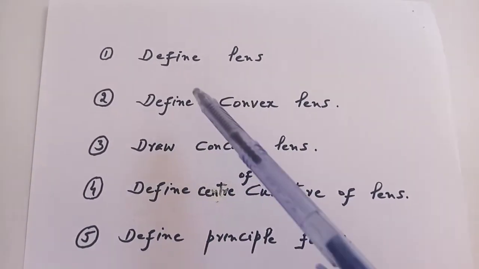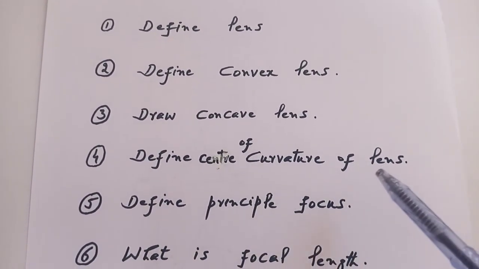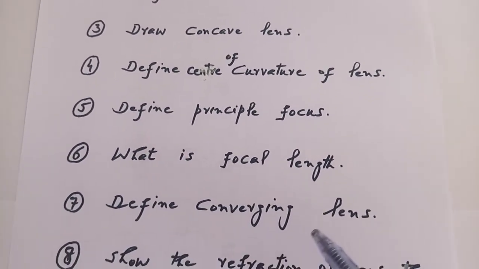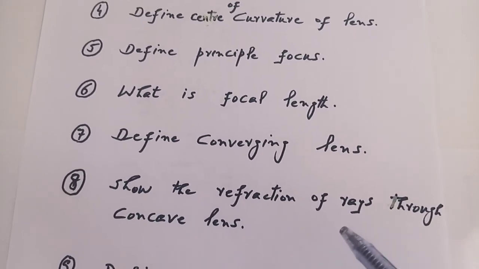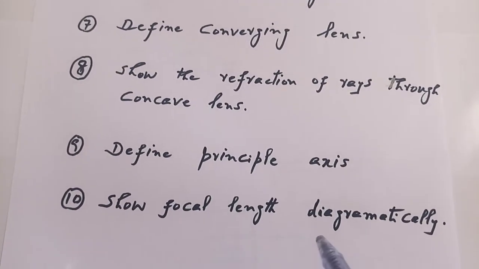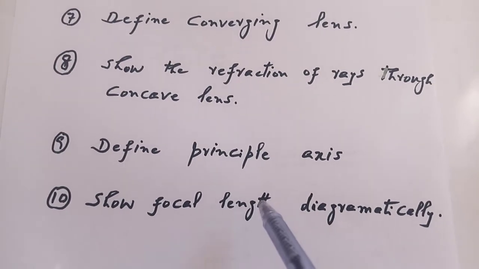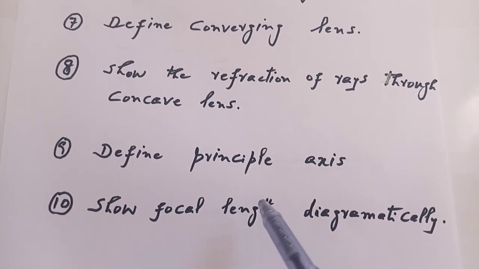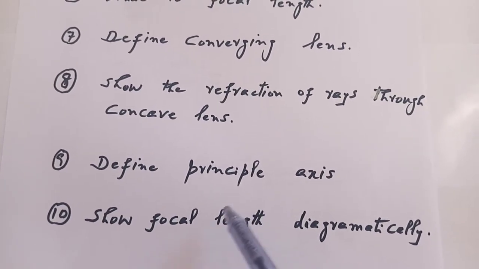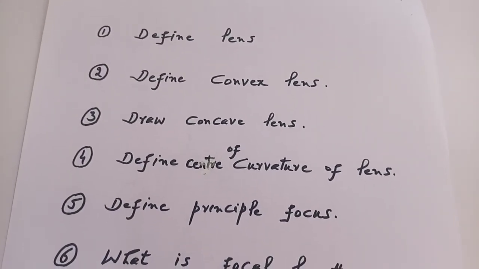These are different questions: define lens, define convex lens, draw concave lens, define center of curvature of the lens, define principal focus, what is focal length, define converging lens, show the refraction of rays through the concave lens, define principal axis, show focal length diagrammatically. You solve these questions. This will improve your study, and this is very beneficial for you. You answer all these questions.